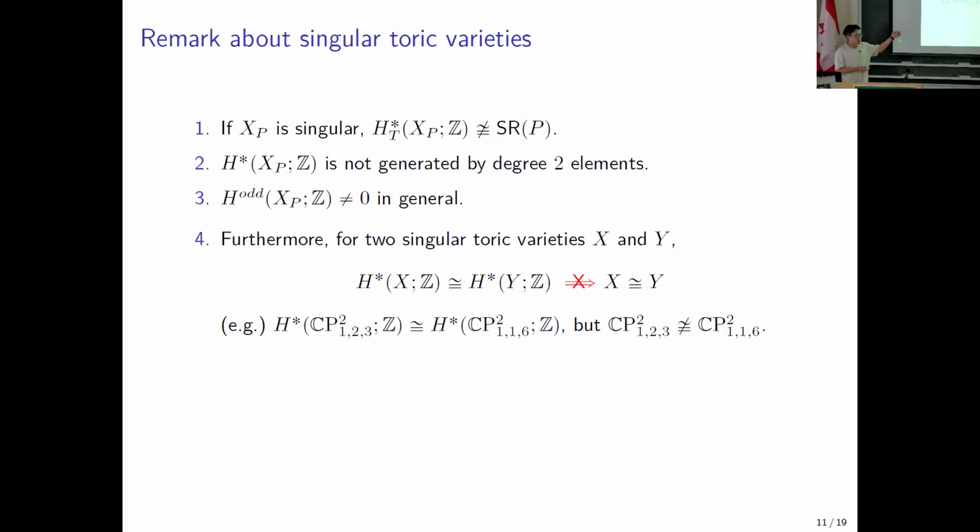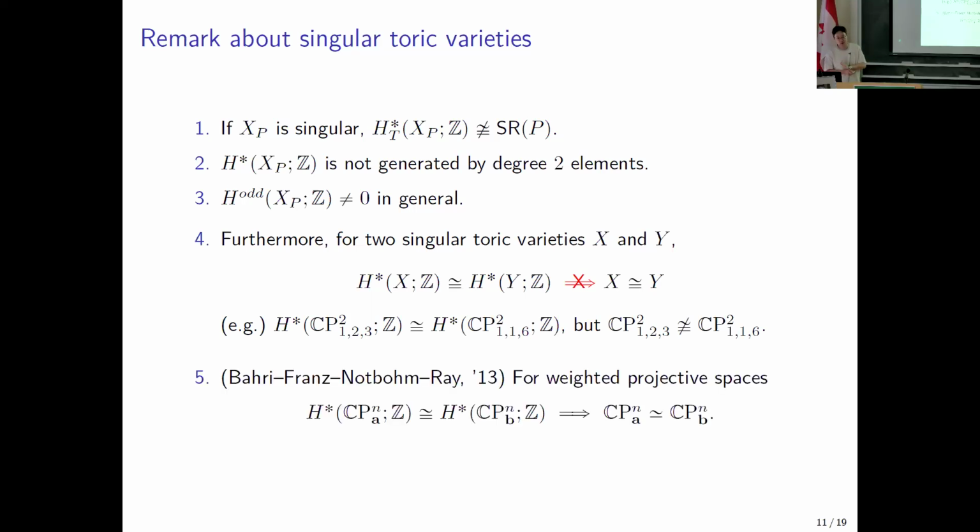But for instance, the weighted projective spaces CP(1,2,3) and CP(1,1,6) have isomorphic cohomology rings, but they are not homeomorphic. But according to the nice classification results from Bahri, Franz, Notbohm and Ray, these two spaces, CP(1,1,3) and CP(1,1,6), are homotopy equivalent. Not only this space, but all the weighted projective spaces have their homotopy type determined by the cohomology ring structure, right? So we still have a chance for singular varieties for the question of homotopy equivalence, right?